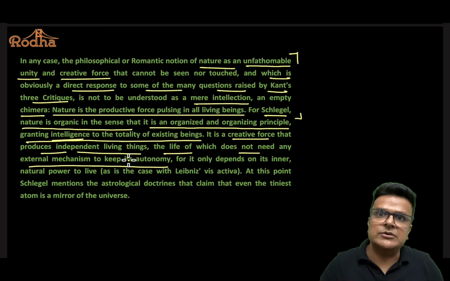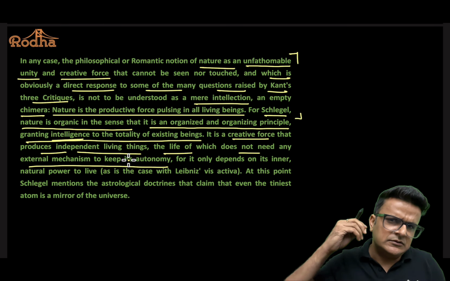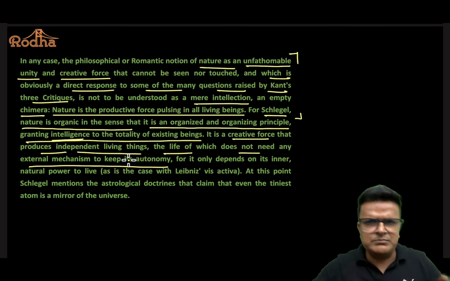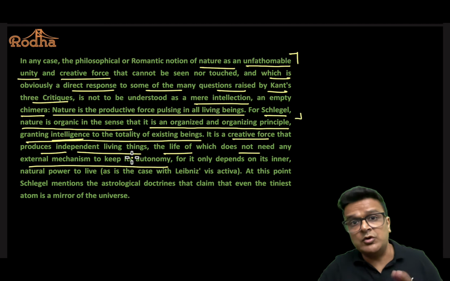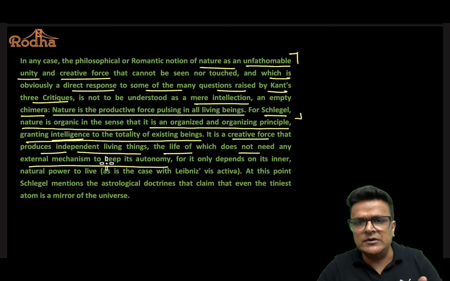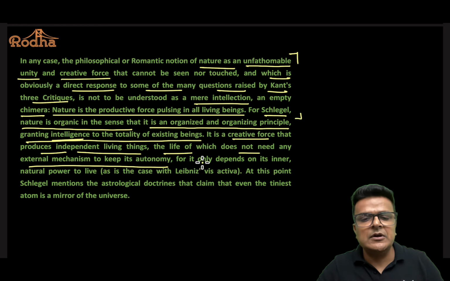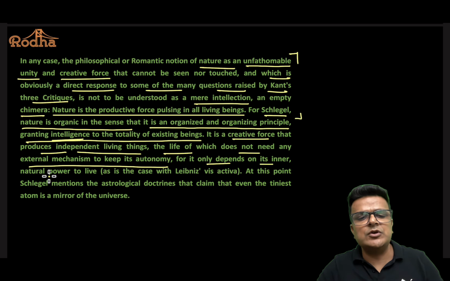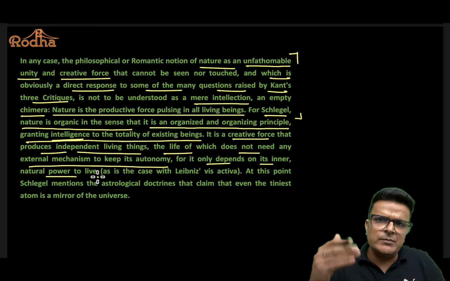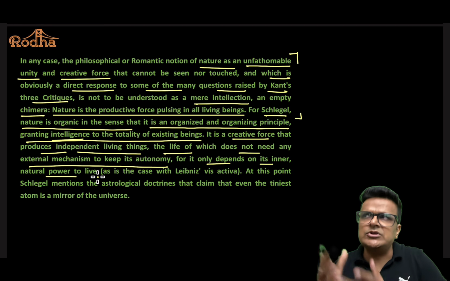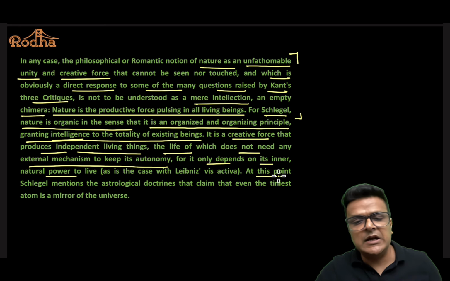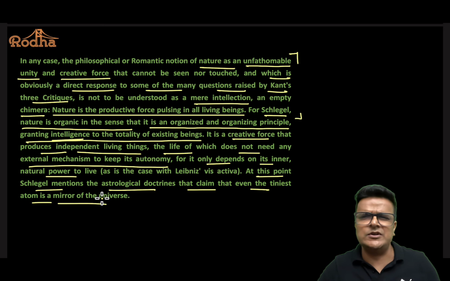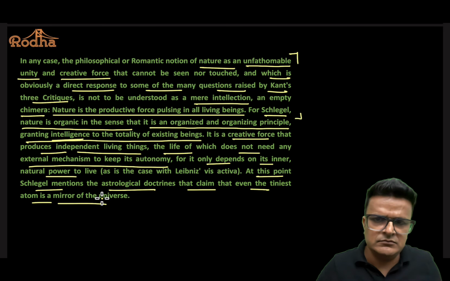तो independent का मतलब क्या होता है? It is simply writing the same thing again and again so that you fill up pages. The author says, you know what, nature is a creative force that produces independent living things which don't depend on others. That's the definition of independent living things. Then it says, for it only depends on its inner natural power to live. That's exactly what independent things do. They depend on themselves. अगर वो दूसरे पर depend करेंगे तो फिर independent थोड़ी ना कहलाएंगे, dependent कहलाएंगे. Common sense. At this point, Schlegel mentions the astrological doctrine that claims that even the tiniest atom is a mirror of the universe. ऐसे कुछ random सा statement दे दिया philosophical sound करने के लिए.